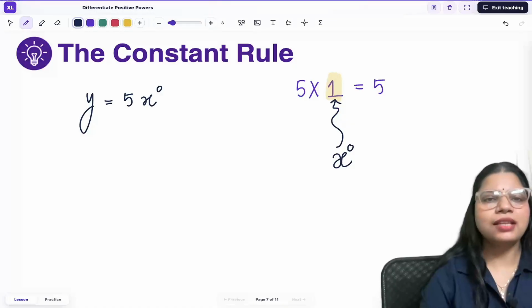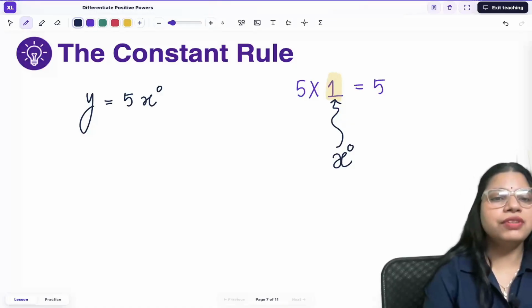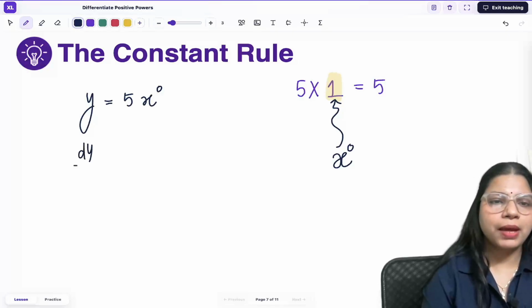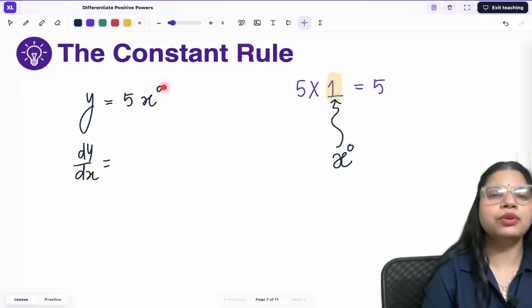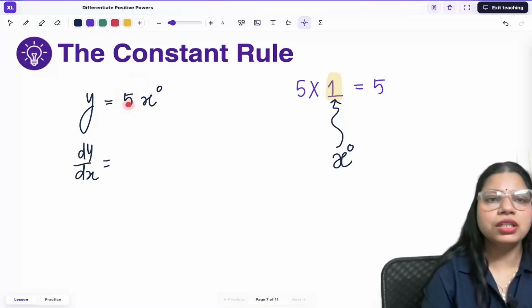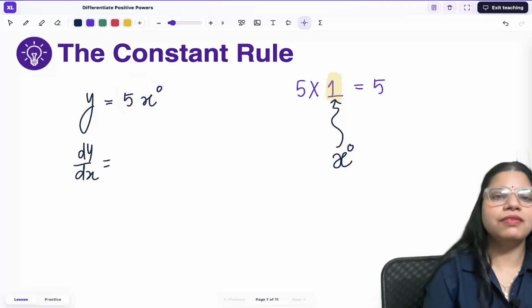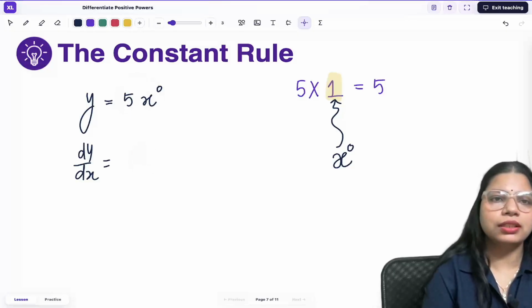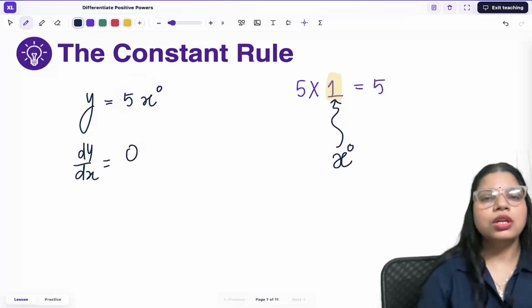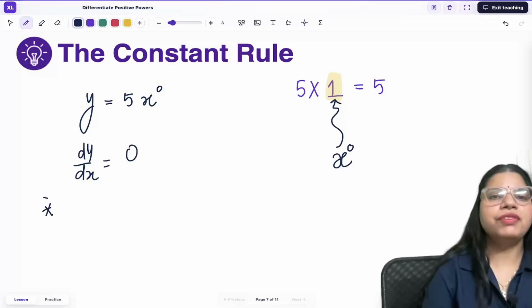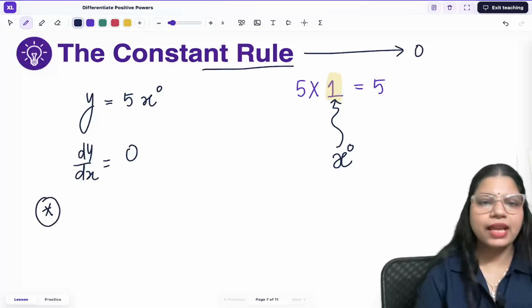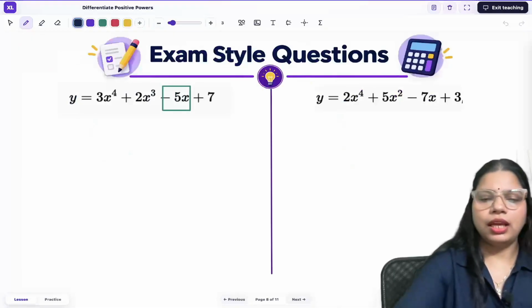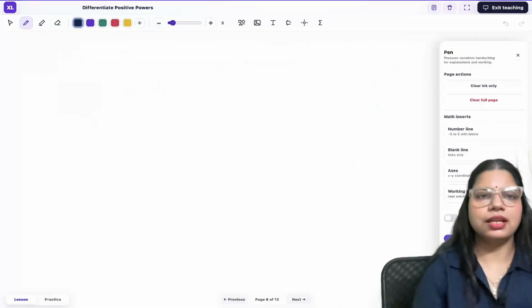Right? x to 0. And when you differentiate that, dy by dx, what you're going to be doing is multiplying this 0 with the existing coefficient. What will happen? It will turn out to be 0 only. So that means when you differentiate the constant, it gives you nothing but 0. Correct? Okay, let's have some questions discussed.